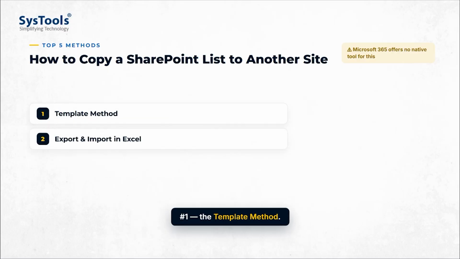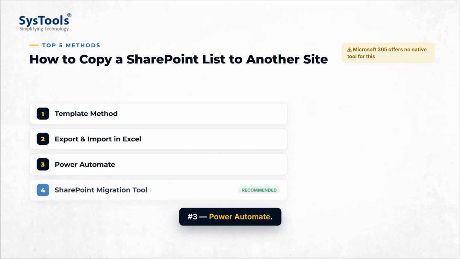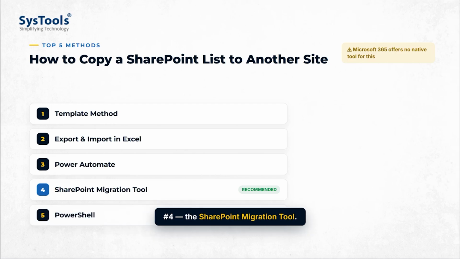But there are 5 best solutions. The template method. Export and import in Excel. Power Automate. The SharePoint Migration Tool. And PowerShell. Let's go through each.